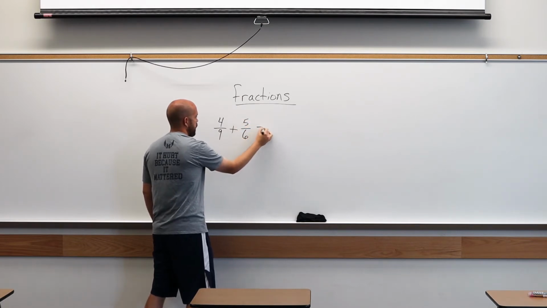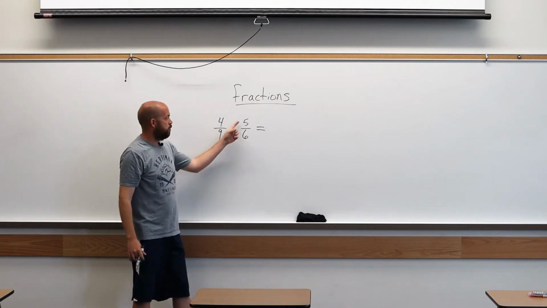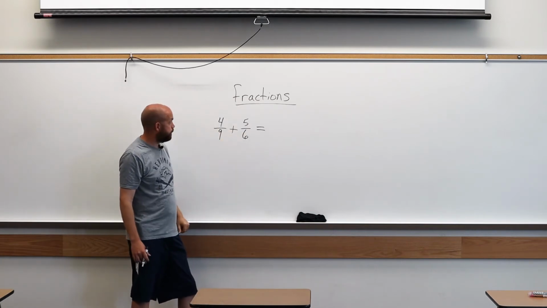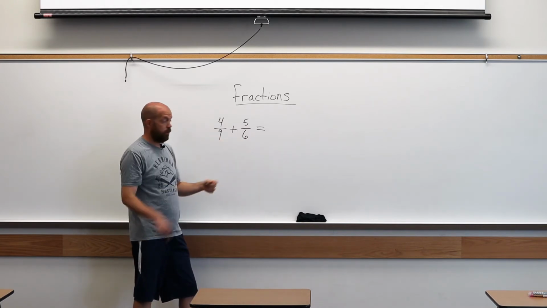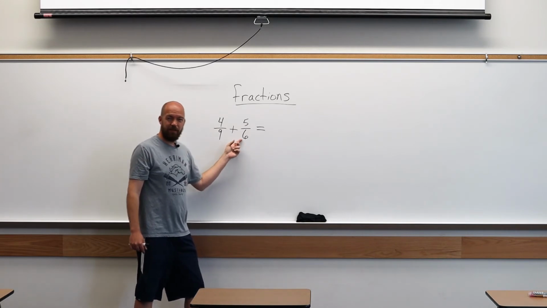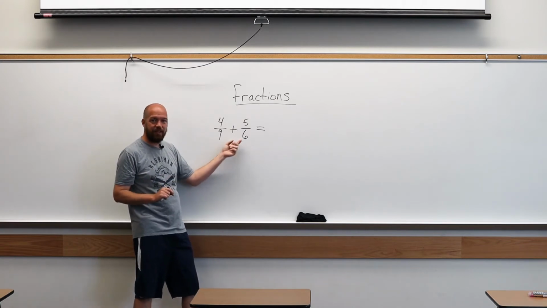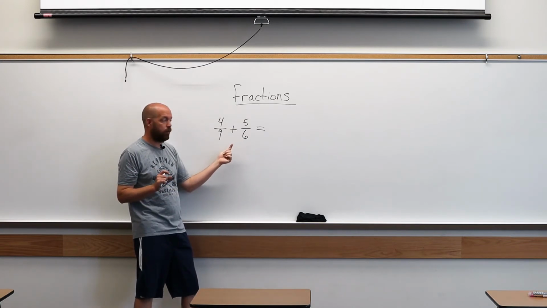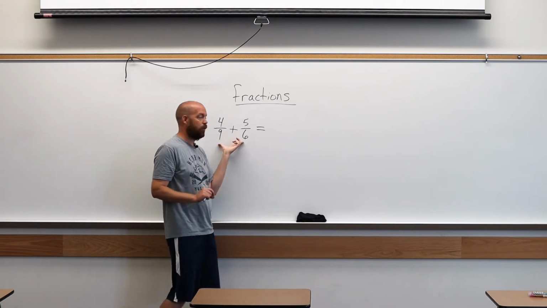Okay, let's try this one. We've got 4/9 plus 5/6. I need a common denominator. Some people would say you just multiply this one by 6 and that one by 9. But there is a smaller number that works. 9 and 6 both actually go into 18. That will give us smaller numbers, maybe easier to deal with.